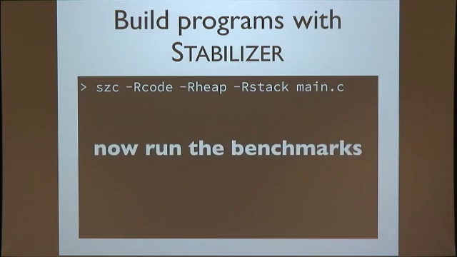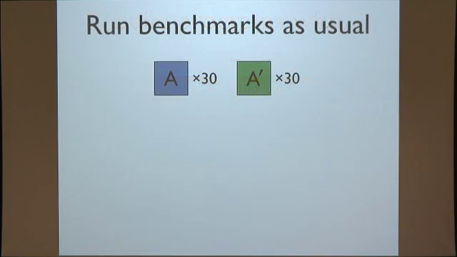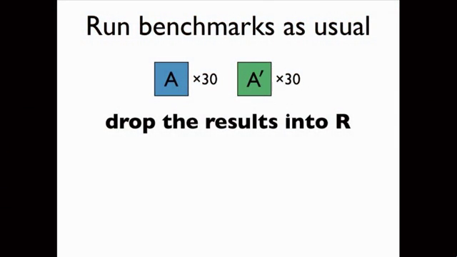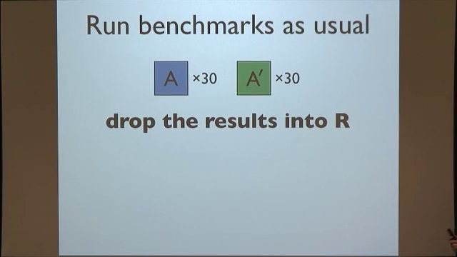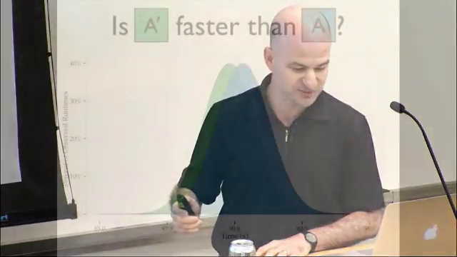Now we run the benchmarks as usual, 30 times each. But this time we drop the results into R. R is a statistics language, and all the graphs you see in this presentation were generated by R. It produces lovely graphs, and it is the tool that statisticians, many social scientists, biologists and others use to do statistical analysis. So we get this result.